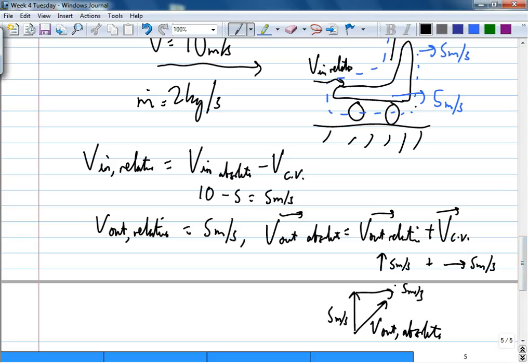This formula is the same as this one. What I did, I just moved this one over to this side. So from minus it becomes a plus. That's why here it's a plus.